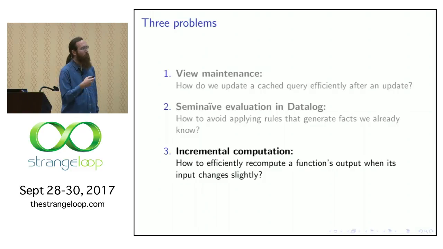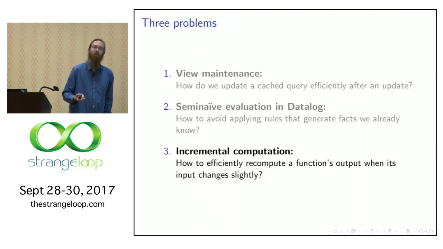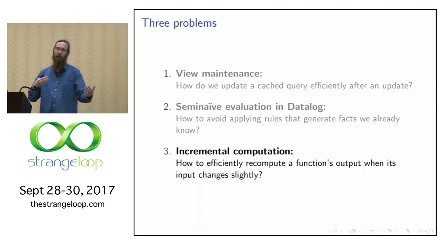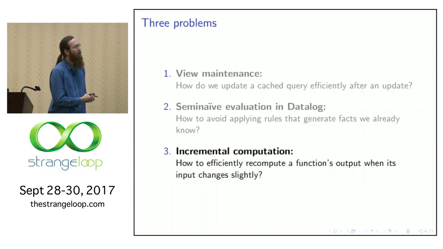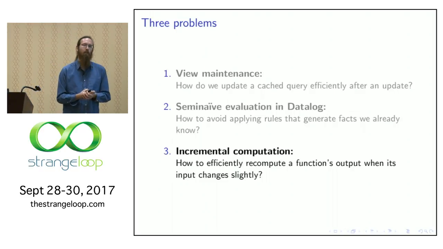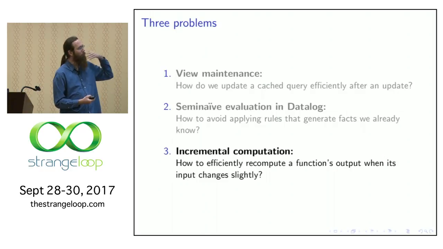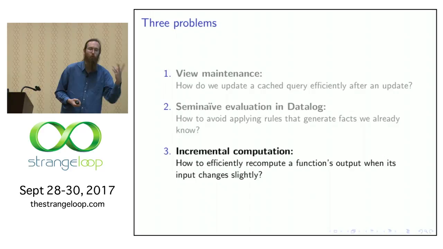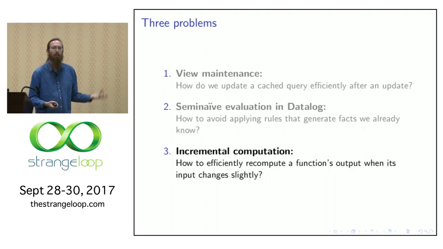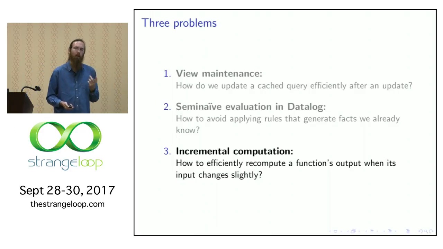So with view maintenance, that's not too hard to accept. A view, a query, is just a function of the state of the database. And when the inputs to that function change, i.e. the database updates, you want to figure out how the output, i.e. the cached query, changes without recomputing it from scratch. It's a little less obvious how Datalog's recursive queries, how trying to avoid applying rules that generate boring facts, things you already knew, is related to this.